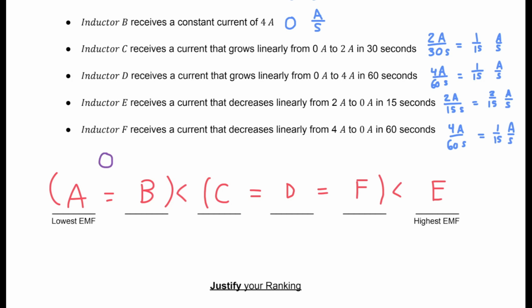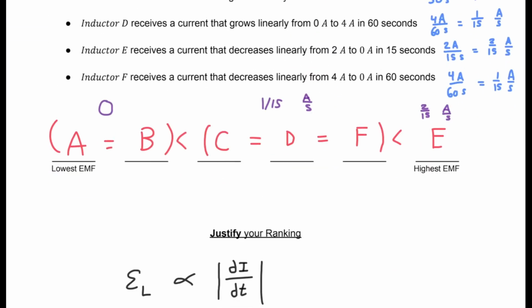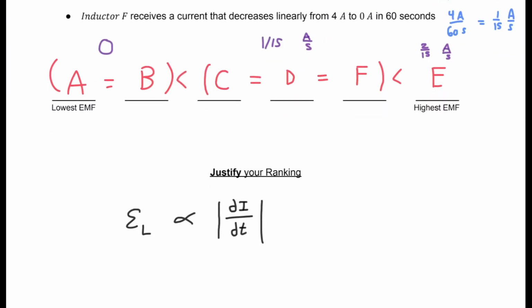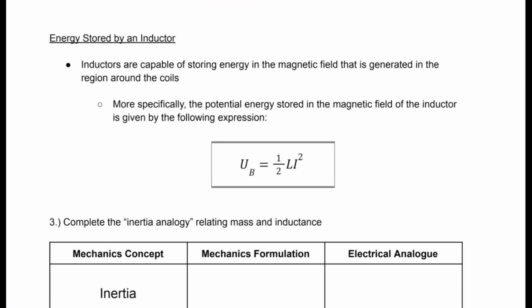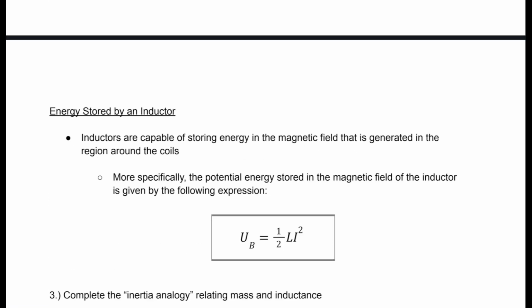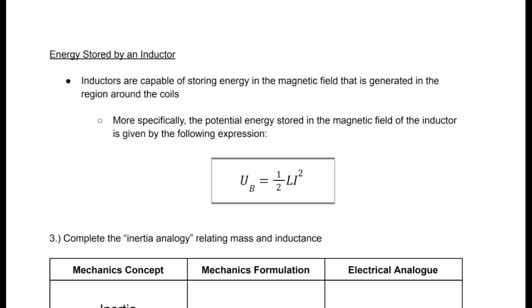So this is 0 amps per second. Then we have 1/15 of an amp per second. And then we had 2/15 of an amp per second. So the inductor is just going to oppose the change in current. So the higher the rate of current change, doesn't matter what direction, the more EMF is induced. So now we'll construct our analog of inductance as a sort of electrical mass.